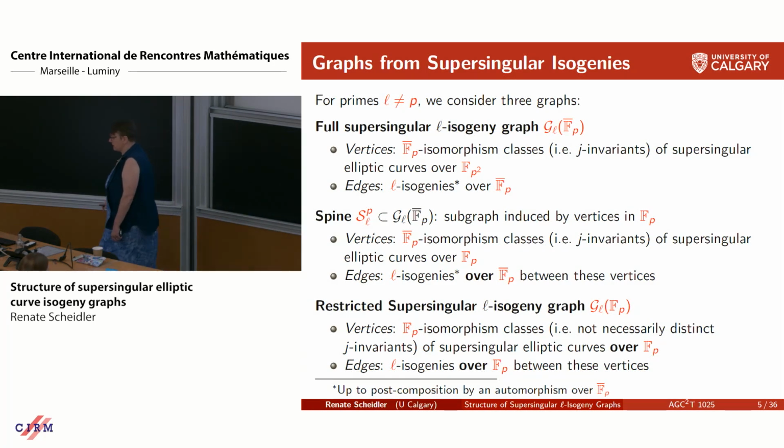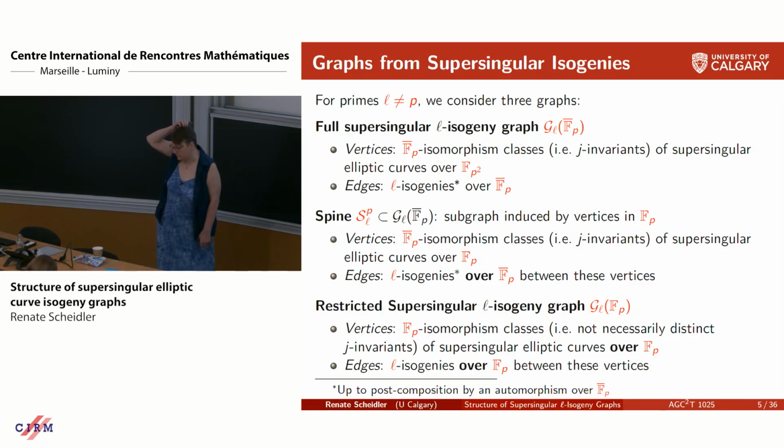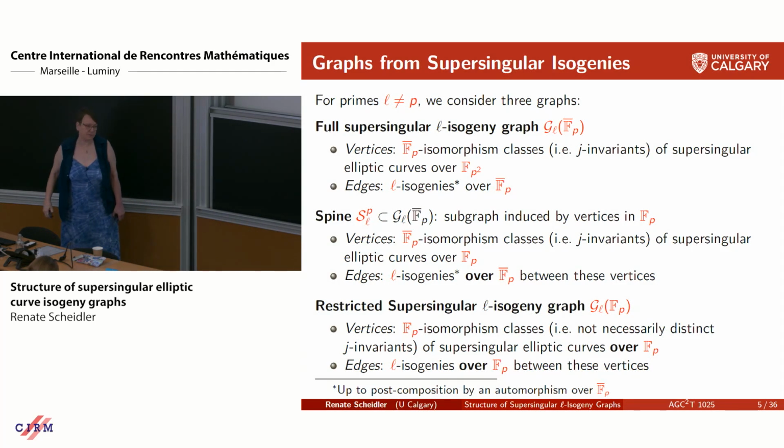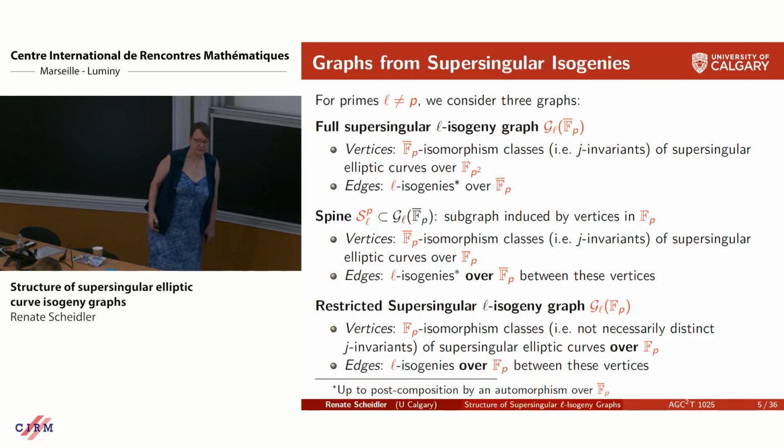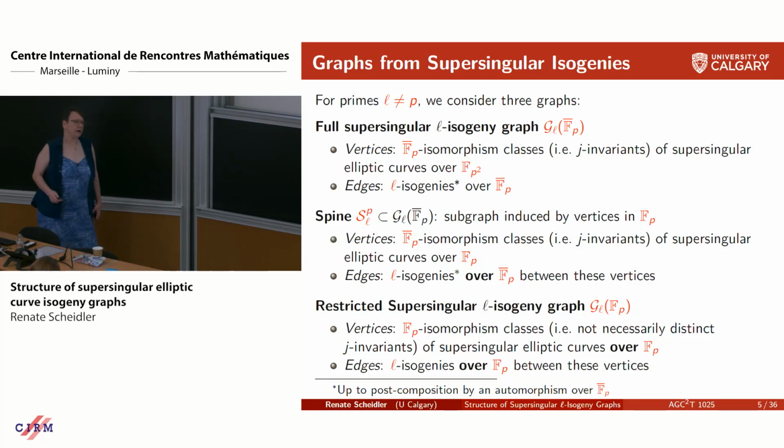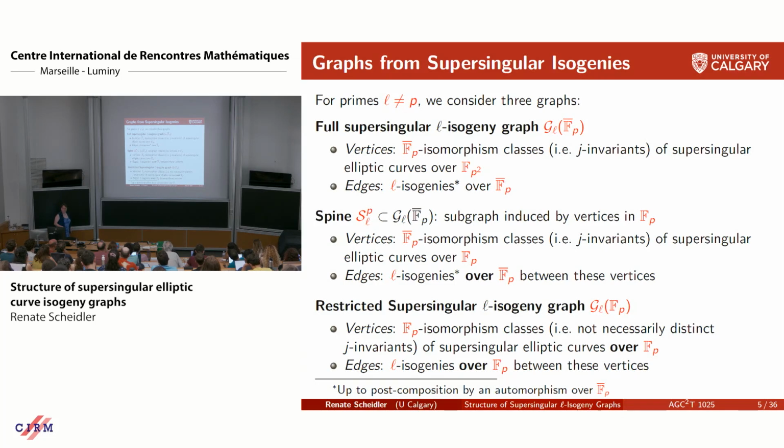You can think of the spine as a way to embed this restricted Fp graph into the full graph. It's not really a subgraph, but you can turn it into the spine, and then it is a subgraph. This is terminology that is not due to us; it's from a previous paper by Sarah Arpin and various other people. You can think of the spine as the vertices that are left fixed by Frobenius, and all the other vertices come off of this. It's like the backbone of the graph, so to speak, which is why it's called the spine. Those are the three graphs that we look at: the full graph, the spine, and the restricted graph.